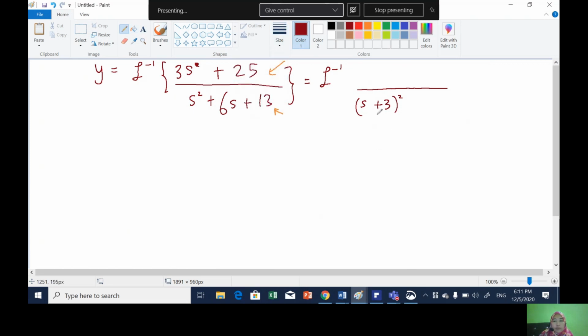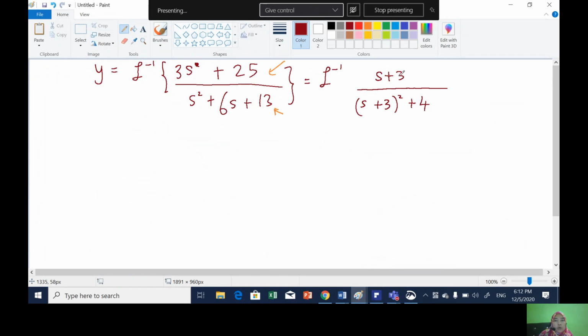Okay, so when I have s plus 3 squared, when we expand this part, it becomes s squared plus 6s plus 9. Then the number after the bracket will be plus 4. So we can check that this denominator is related to this part. For example, I can have s plus 3 also.